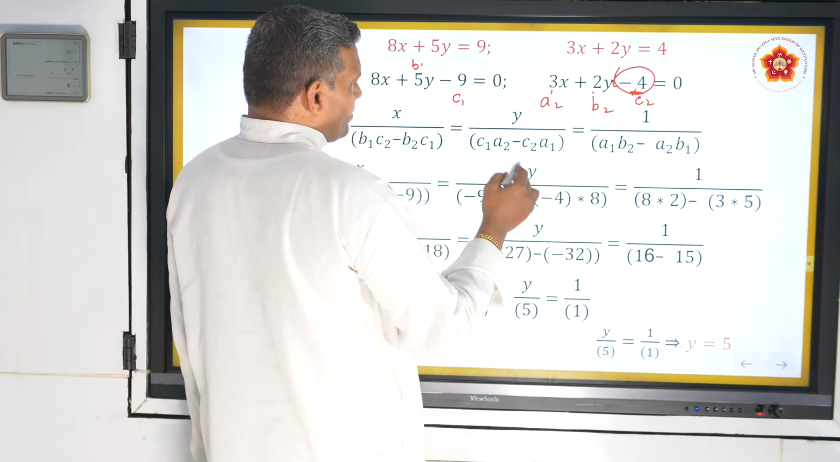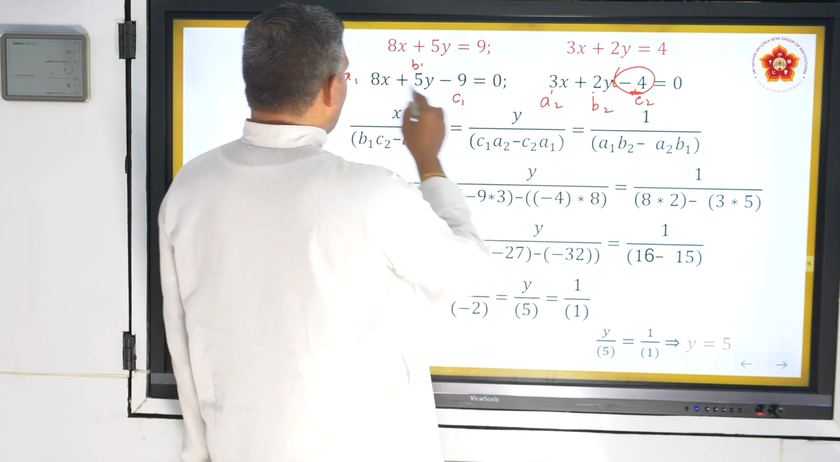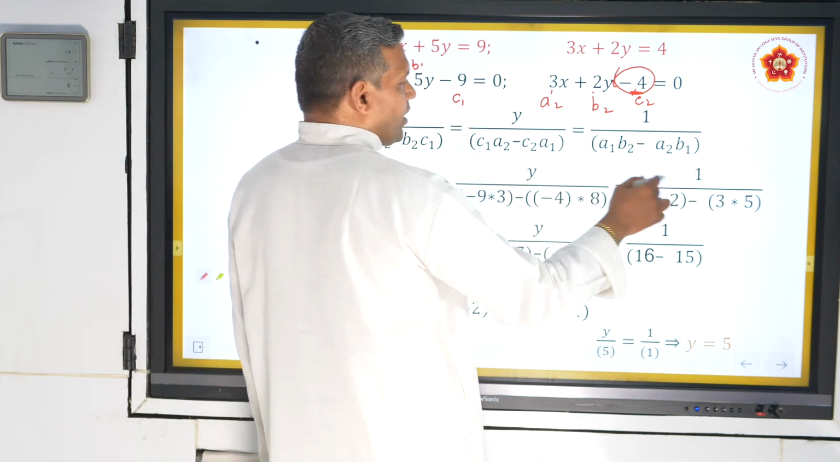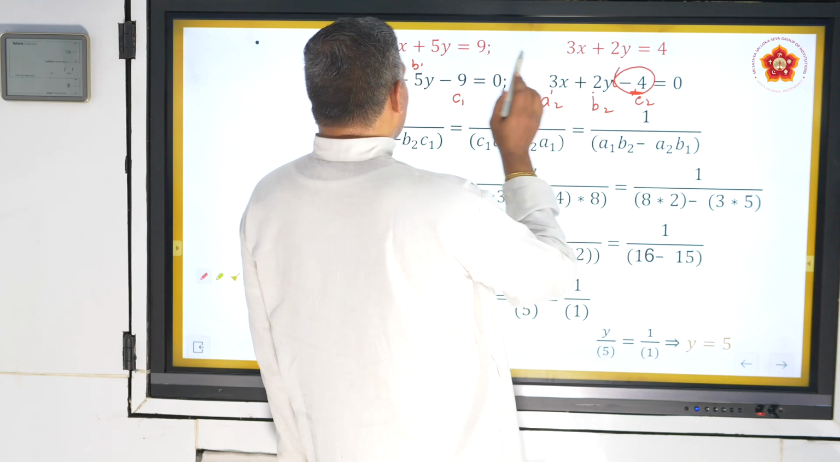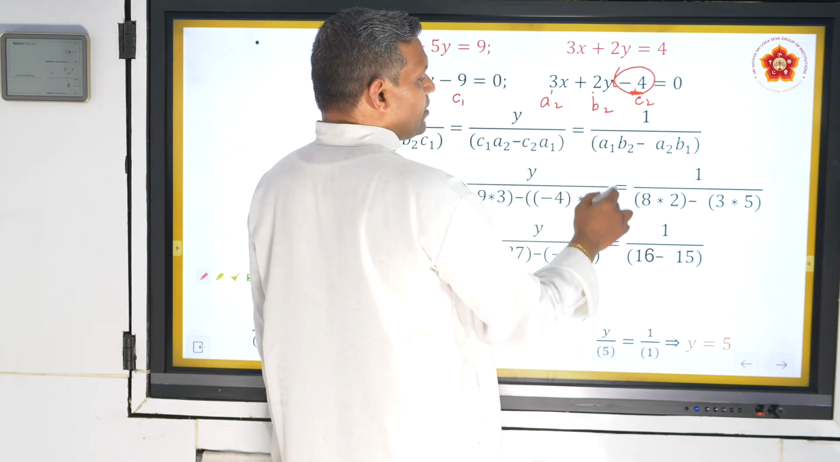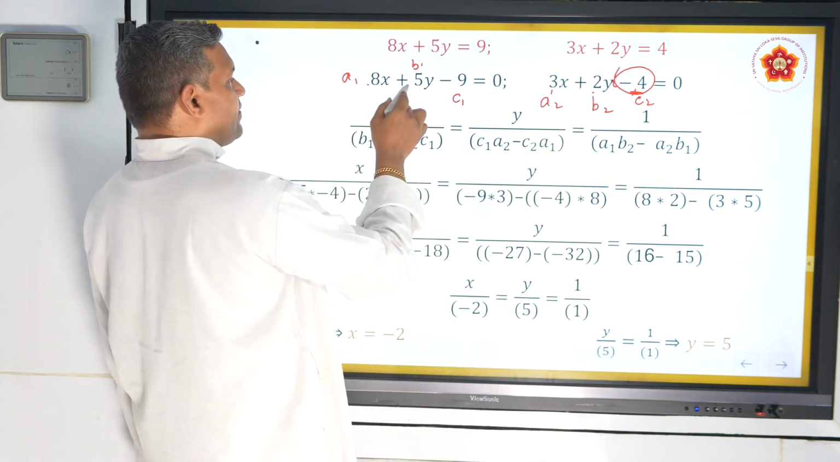And then C2 A1. Wait, what is C2? Minus 4 into A1. What is A1? 8. Take 8 as such. Is equal to 1 by A1 B2. What is A1? A1 is 8 and then B2 is 2. So 8 into 2 minus A2 B1. What is A2? 3. B1 is 5.